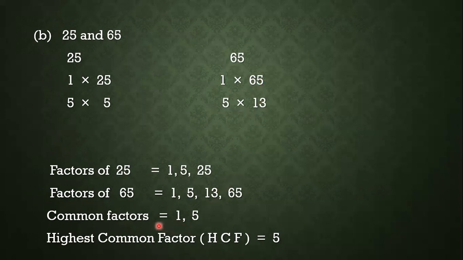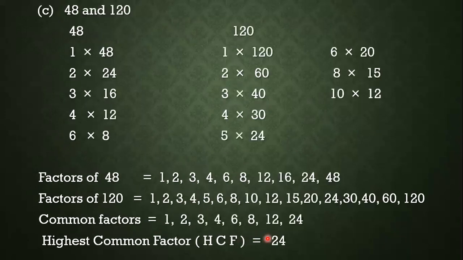Now, which are the common factors? 1 is a factor in both 25 and 65 and also 5 is common in both. The common factors are 1 and 5. And among the common factors, the greatest one is 5. So the HCF, the highest common factor, is 5.